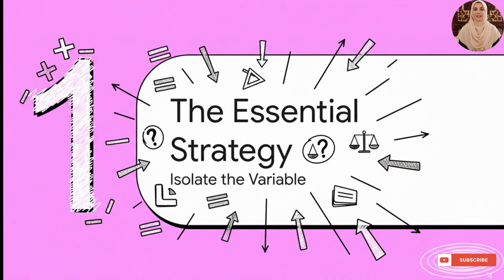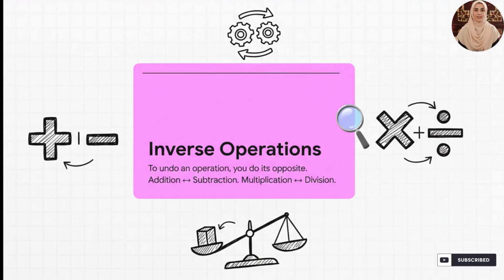Whether you see an X, a Y, or any other letter, your entire goal is just to get it all by itself on one side of the equal sign. So how do we get it alone? We use something called inverse operations. Just think of them as opposites, things that cancel each other out perfectly. To get rid of adding, you subtract. To undo multiplying, you divide.